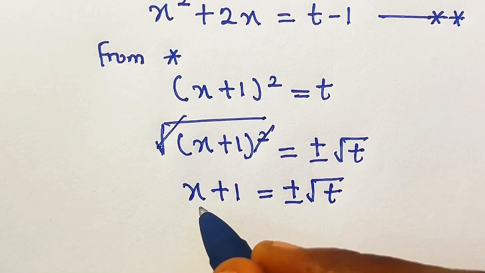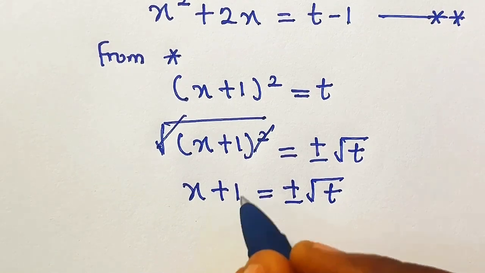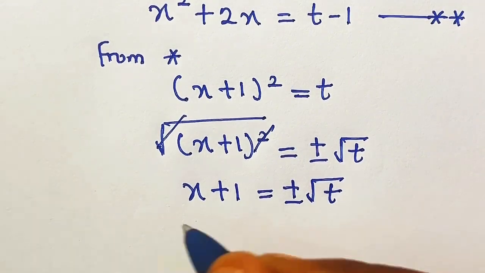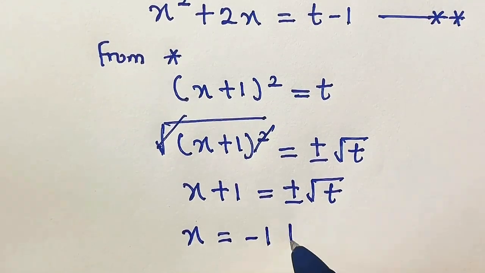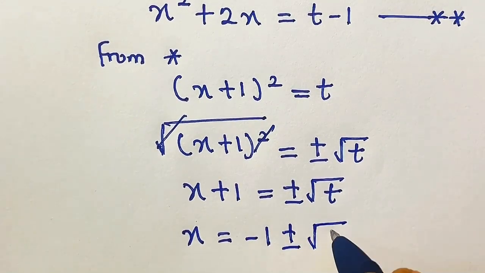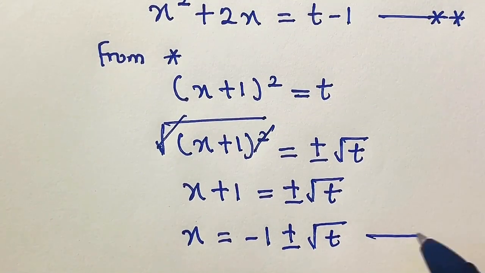Don't forget we are making x the subject of the formula. So that means we have to transfer this plus 1 to the other side. So we have x equals minus 1 plus or minus the square root of t. And let this be star.